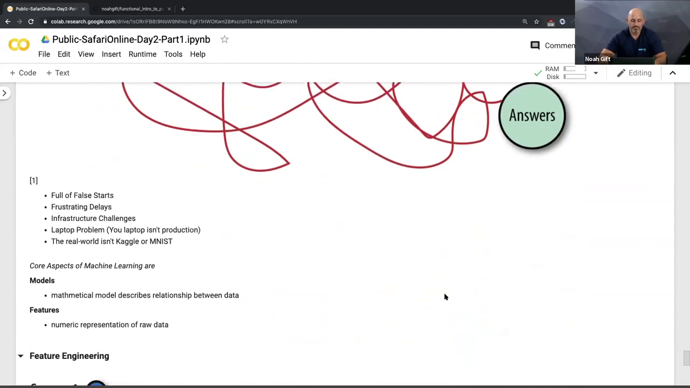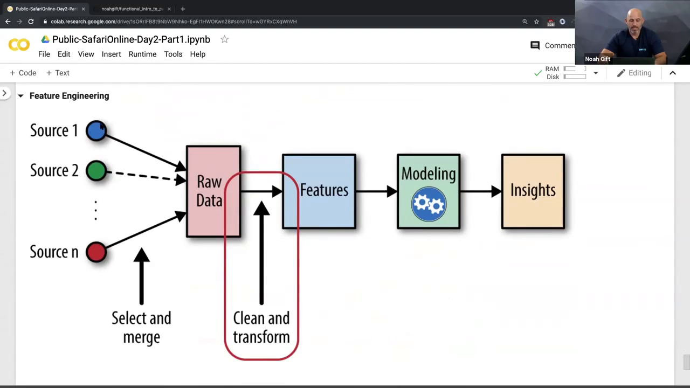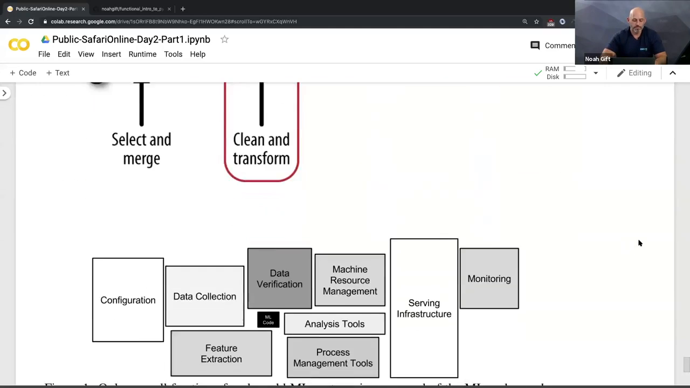It's a lot messier. And so with feature engineering, this is what you do: you have your source data and you select and merge it, which is what I showed you. And then I take that raw data and I clean and transform it, and that's what turns into features. You take those features, you then convert them to a model. Those models then give you insight. And really that's the journey that we just went through.